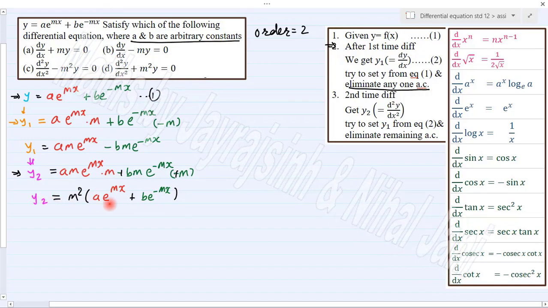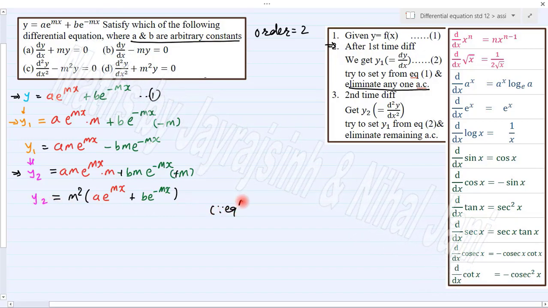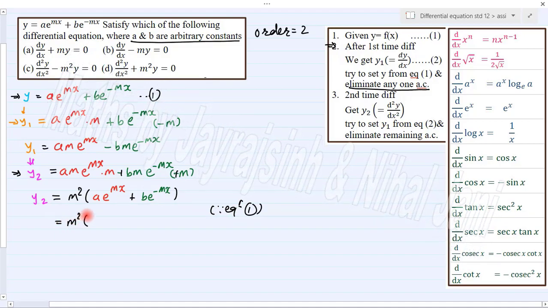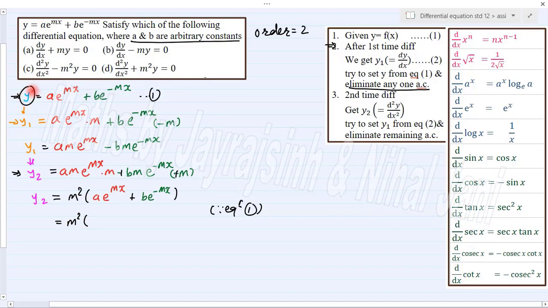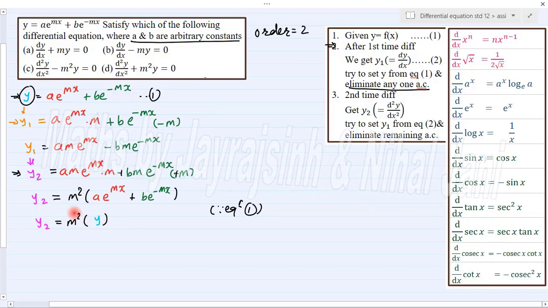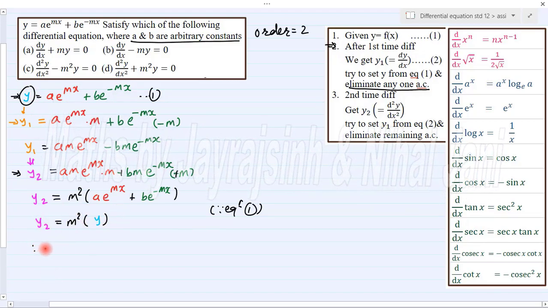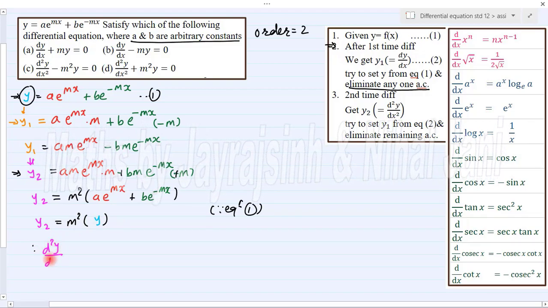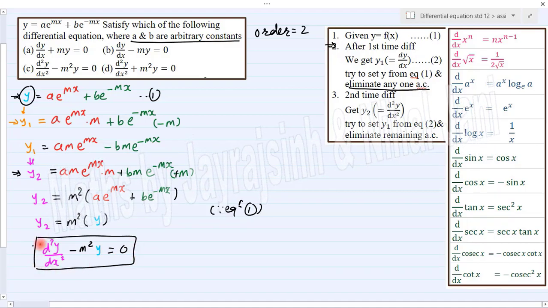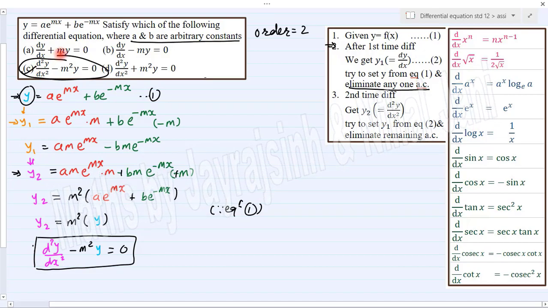So we will get a into e raised to mx plus b into e raised to minus mx is equal to y2. Now as you can see from equation number 1, instead of this a e raised to mx plus b e raised to minus mx, we can simply write y. So y2 is equal to m square into y, or we can say d square y by dx square minus m square into y is equal to 0 is your required differential equation, which is given in option C.